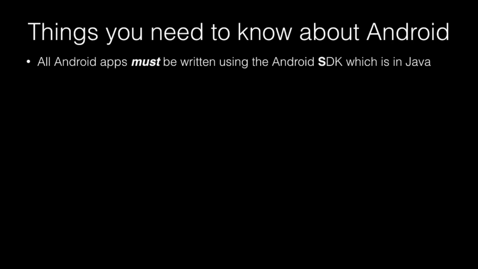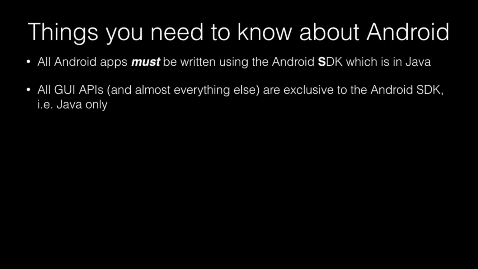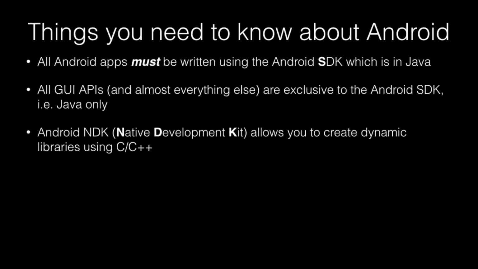So now I want to introduce the Android implementation. There are a few things you need to know up front. All Android apps must be written using the Android SDK, which is in Java. You cannot escape this. Android's GUI APIs are completely in Java. Android originally was Java only, but had to cave to game developers, and they provided the Android NDK, which allows for C and C++ development.